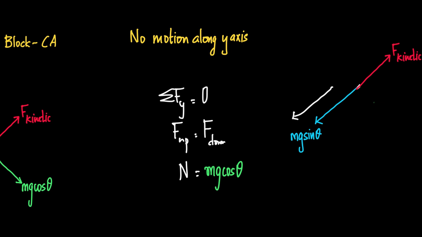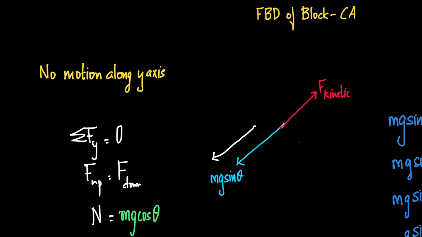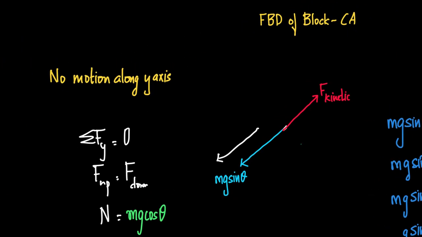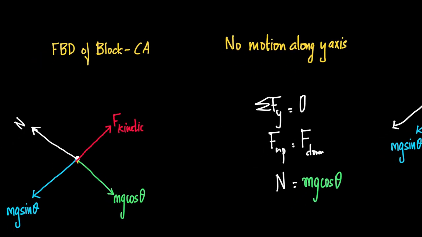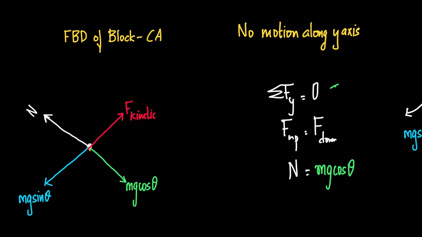Now since there is no motion along the y-axis, we can say that sigma Fy is equal to 0. Therefore, forces acting upwards should be equal to forces acting downwards, and therefore N is equal to mg cos theta, because the only force acting upwards is the normal reaction and the only force acting downwards is mg cos theta. Okay.